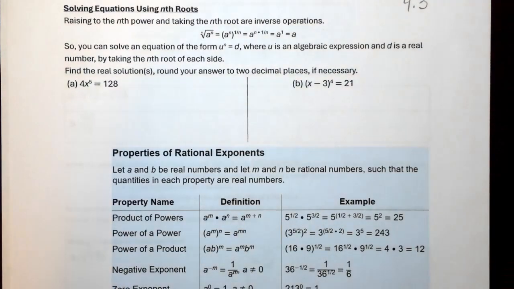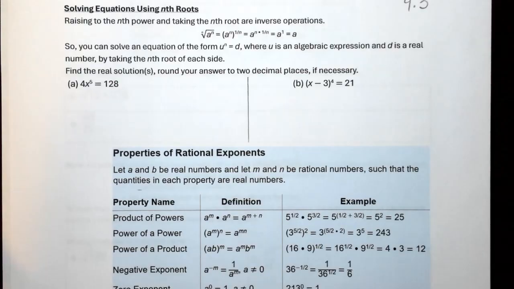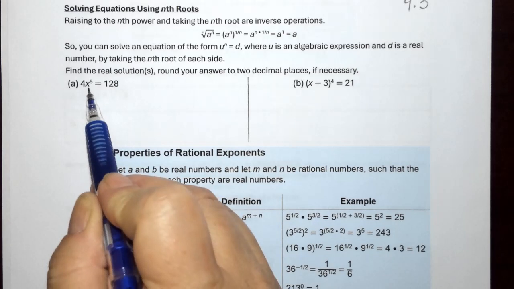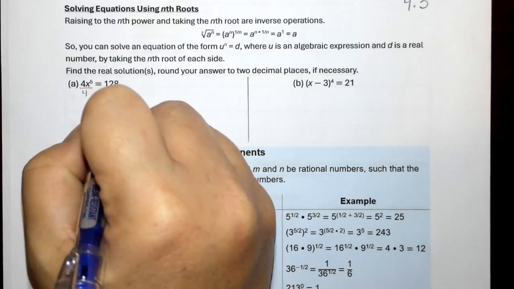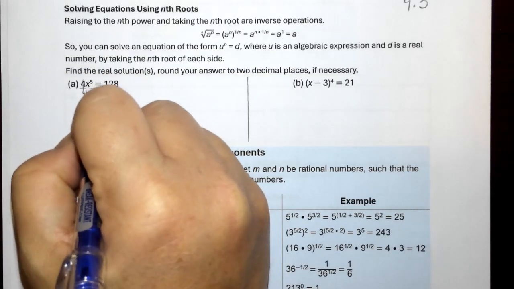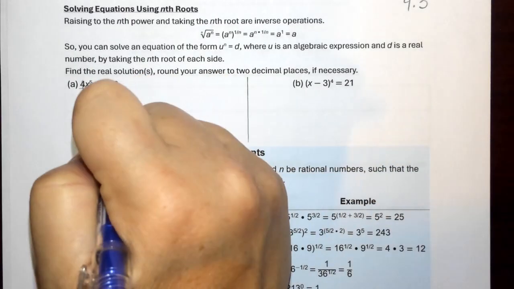All right, so now we're going to solve equations. We've done something similar to this in the past, but now we're going to do it with something larger than square or cube, okay? So what are we going to do? We're going to divide both sides by 4. When I do that, I am left with x to the 5th power is equal to 32.